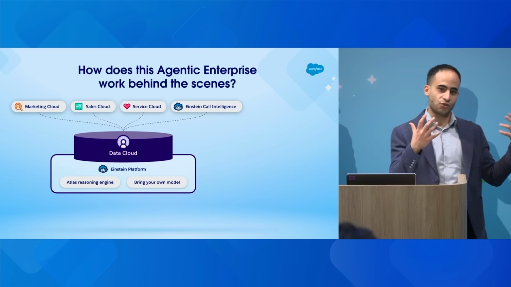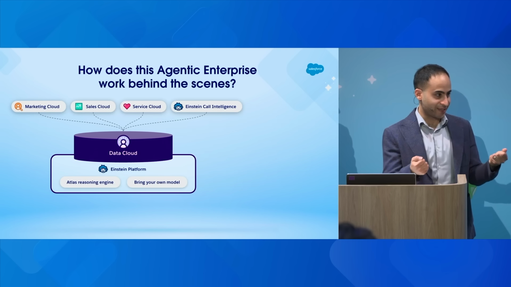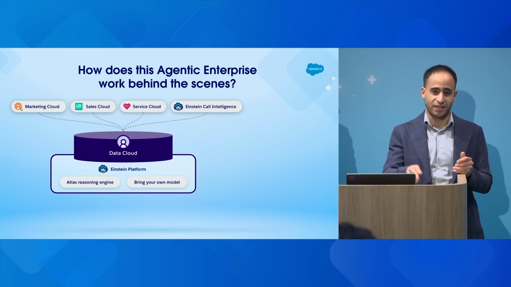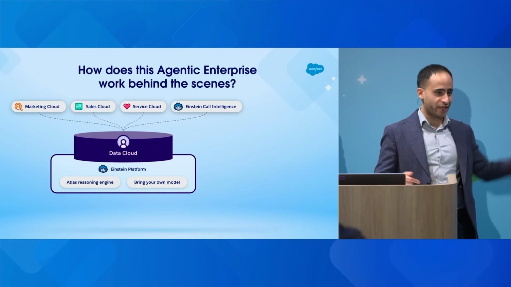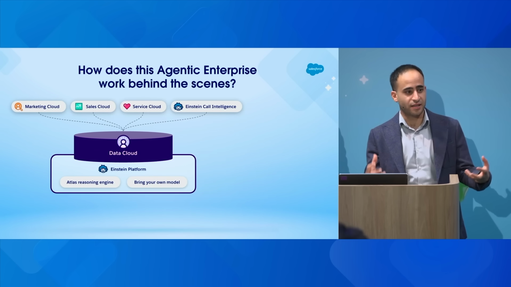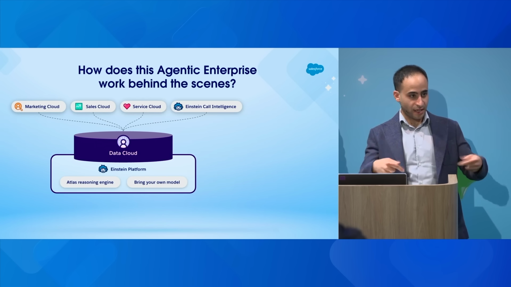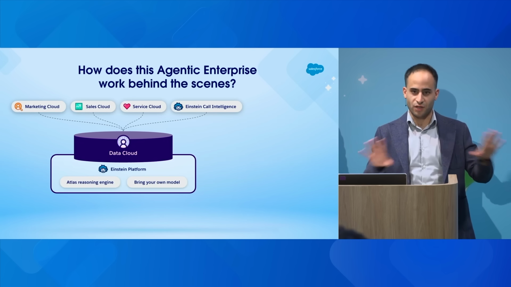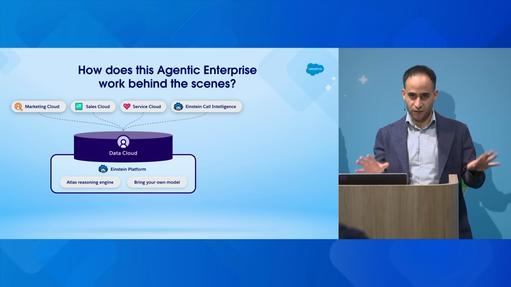We brought our institutional knowledge into Atlas Reasoning Engine. We trained Atlas Reasoning Engine that, hey, in Q1 we care about PipeGen. In Q4 we care about closing. It has all the context, and using that, it has the ability to make the recommendation based on all the outcomes, all the analytics that we give to it.